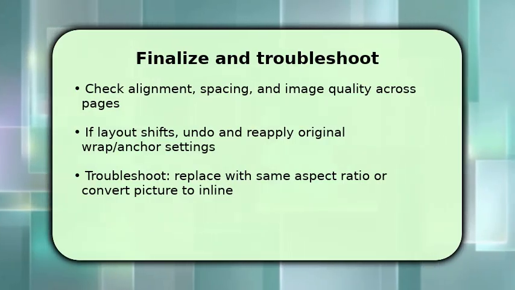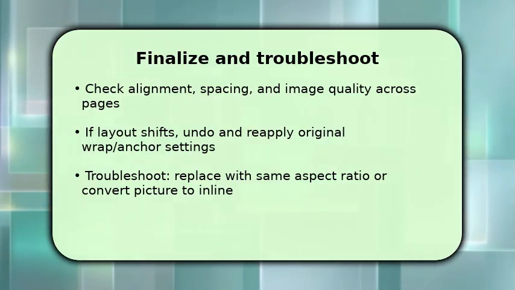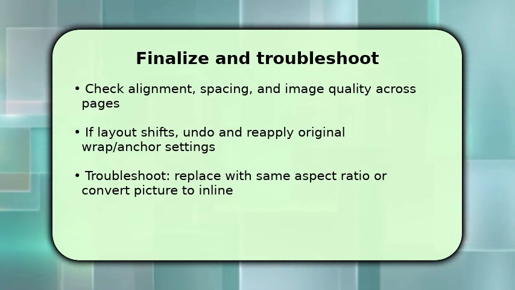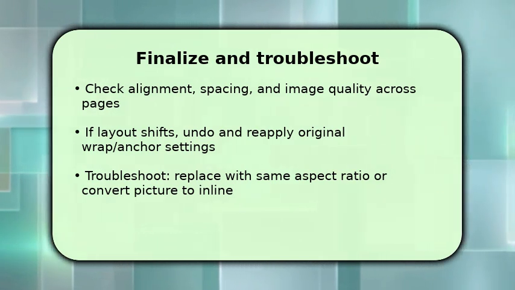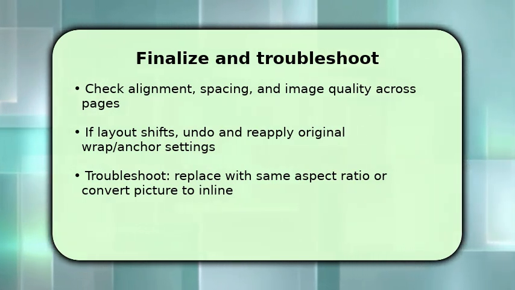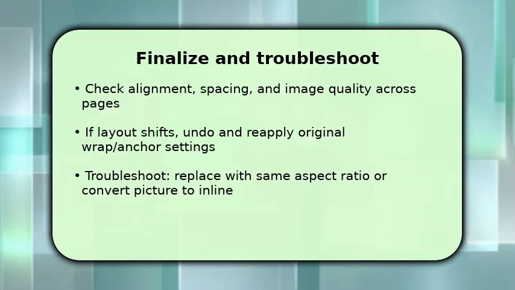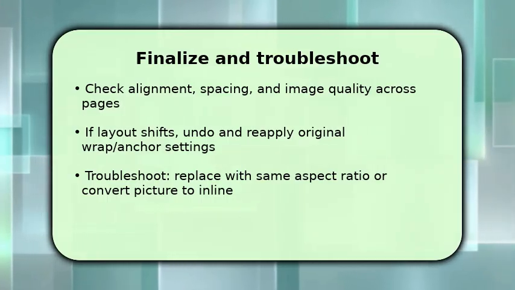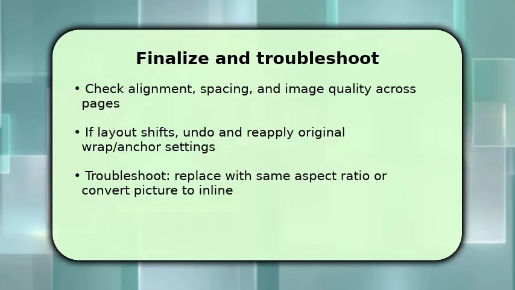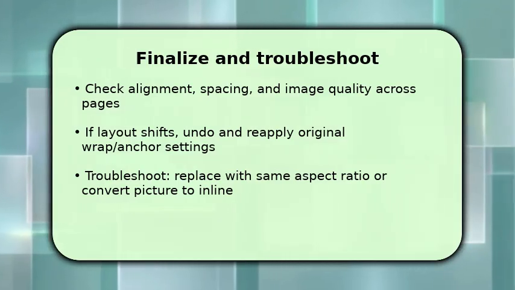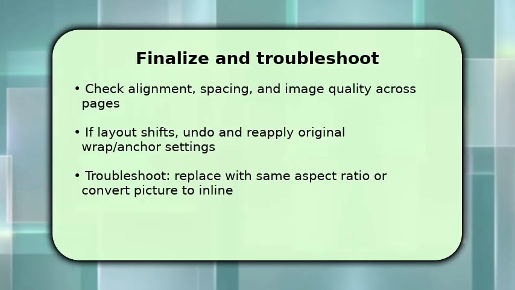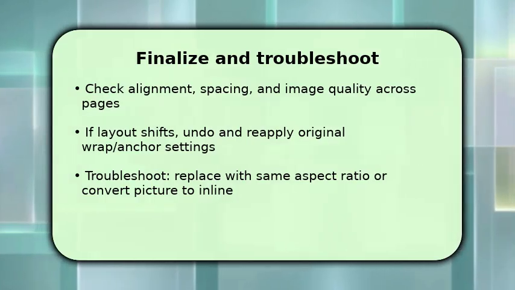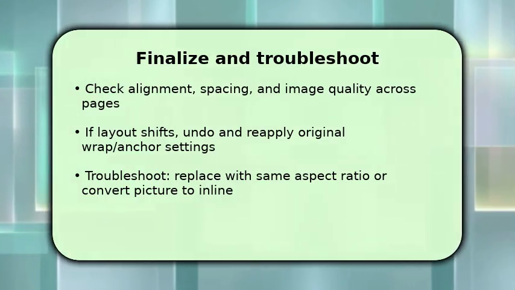If text or tables have shifted, undo the change and reapply the original wrap and anchor settings. Sometimes switching the image to inline temporarily stabilizes layout. If the replacement looks stretched, choose an image with the same aspect ratio or crop to match. Finally, save the document under a new name when satisfied. If problems persist, revert to the backup and repeat with a differently sized image.